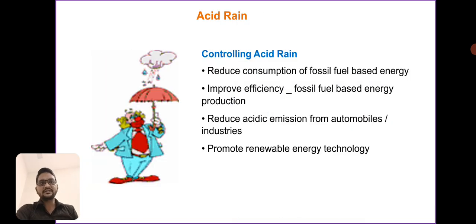Next is controlling acid rain: reduce consumption of fossil fuel based energy, like fossil fuel based energy production. We can improve their efficiency, reduce acidic emissions from automobile industries, and promote renewable energy technology.